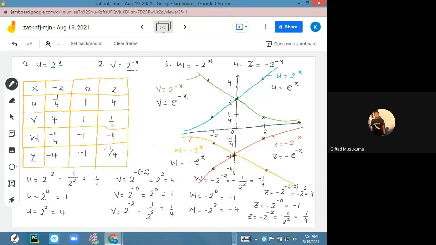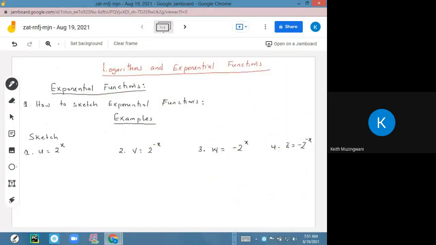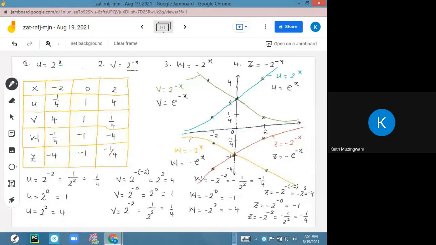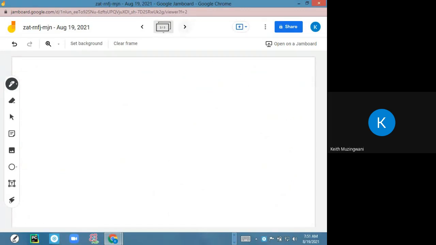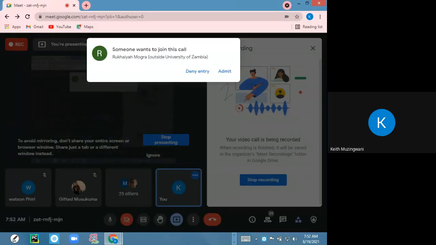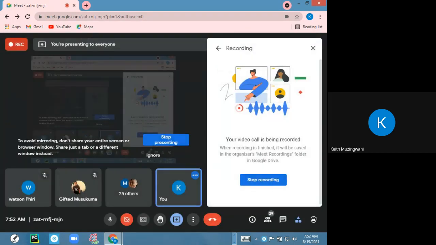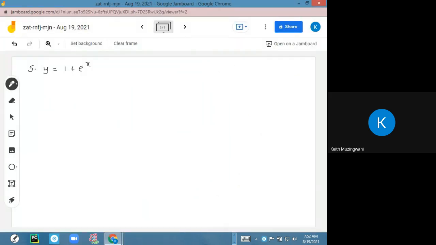So we had examples 1, 2, 3, 4. Let's have another example, example 5. We are still sketching. Now we are sketching y is equal to 1 plus e to the power x.